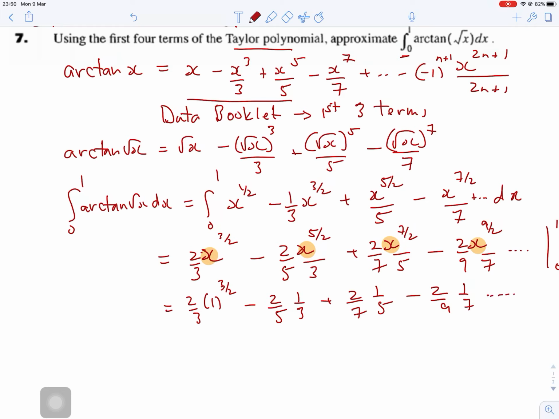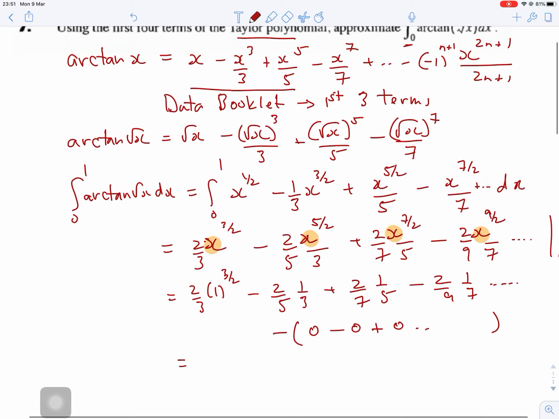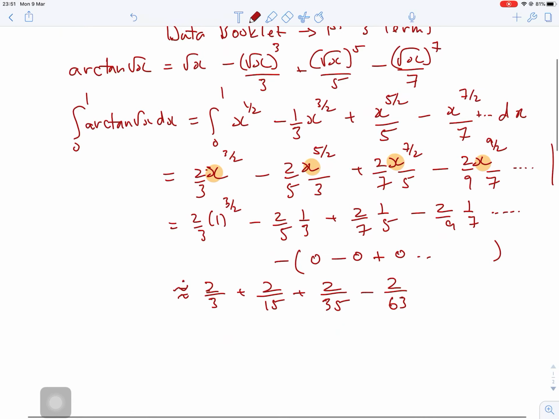And then we would have to subtract from that the value if you sub in 0, where you've highlighted all those x's. Well, of course, that'll just give us 0 minus 0 plus 0, in other words, 0. So in fact, then, we can approximate this definite integral by the 4 fractions we've listed above. So 2/3 plus 2 over 15 plus 2 over 35 minus 2 over 63. And we'll put a squiggly equal sign there to say we're approximating it.